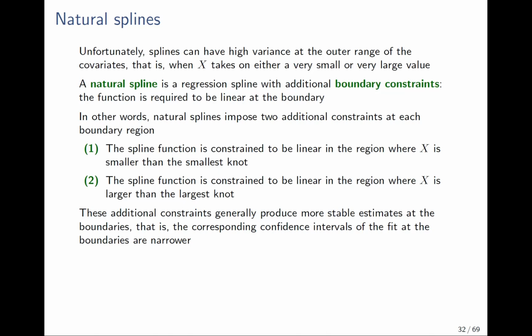So natural splines impose two additional constraints at each boundary region. The spline function is constrained to be linear in the region where x is smaller than the smallest knot. That's the left-hand side boundary interval. And the spline function is constrained to be linear in the region where x is larger than the largest knot. That's the right-hand boundary interval. These additional constraints generally produce more stable estimates at the boundary. That is, the corresponding confidence intervals at the boundary are narrower. And I'll show an example in a minute when we fit it to the error data that demonstrates that.